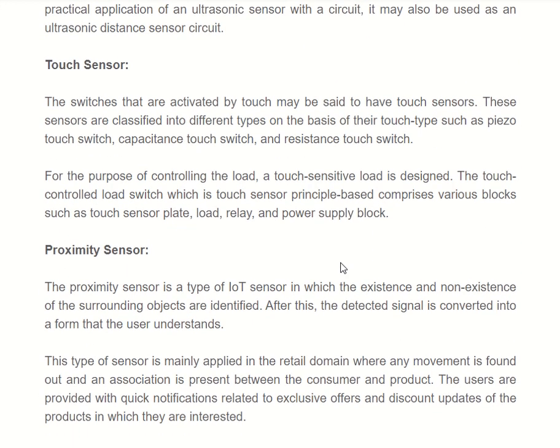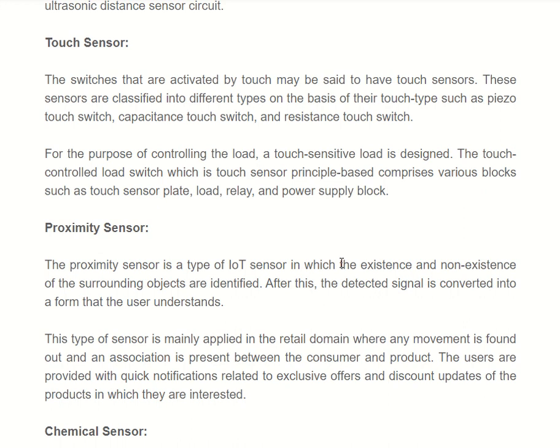Now let's see the touch and the proximity sensors. The switches that are activated by touch may be said to have touch sensors, and these sensors are classified on the basis of touch types, like piezo touch switch, capacitance touch switch, or resistance touch switch. And for the purpose of controlling the load, a touch sensitive load is designed, the touch controlled load switch, which is basically a touch sensor, and its principle is based on various blocks such as touch sensor plate, load, relay, power supply block, everything.